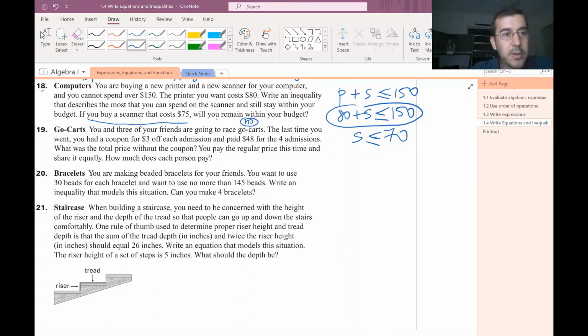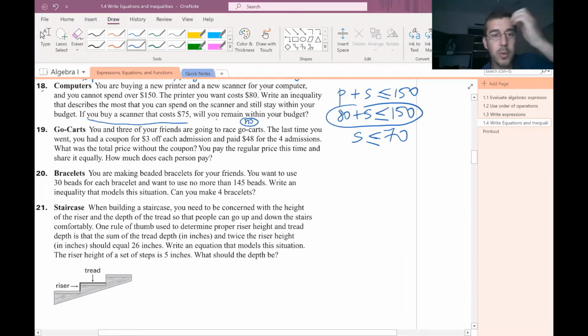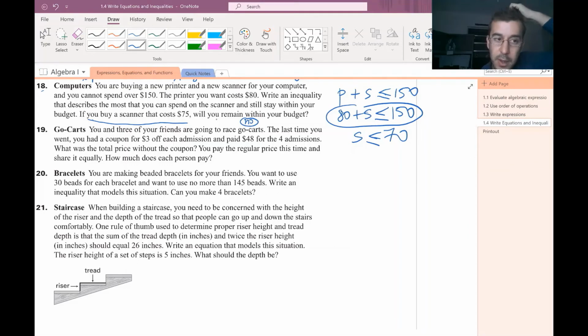So number 19, go-karts. You and 3 of your friends are going to race go-karts. The last time you went, you had a coupon for $3 off each admission and paid $48 for the 4 admissions. What was the total price without the coupon? You paid the regular price this time and share it equally. How much does each person pay?